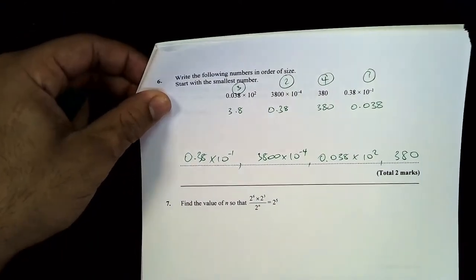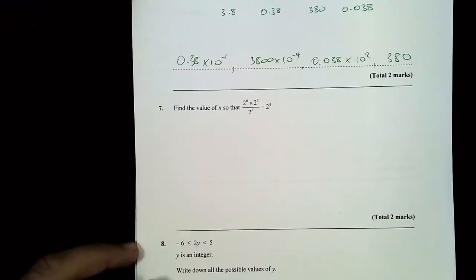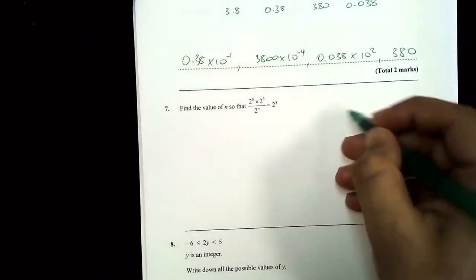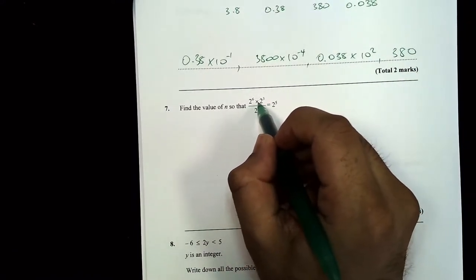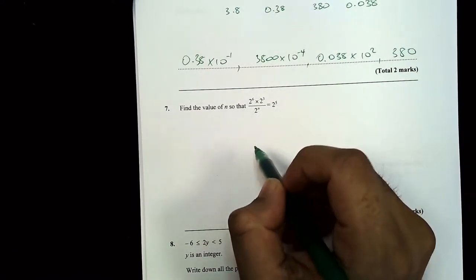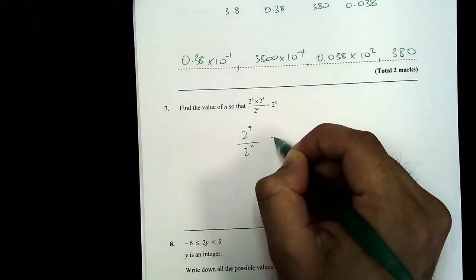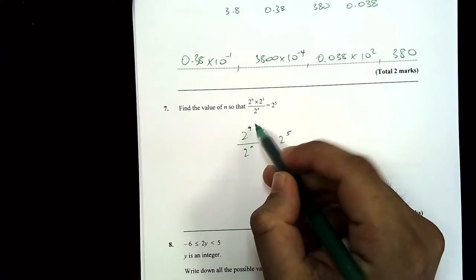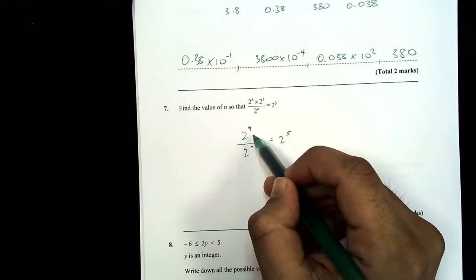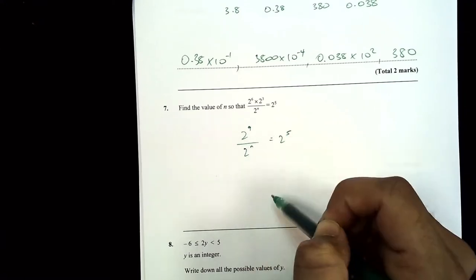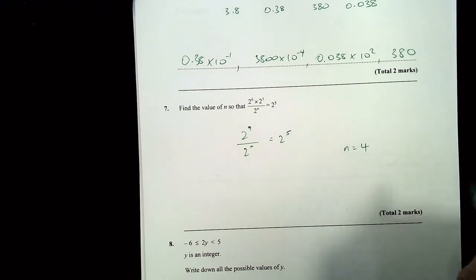Done. Next, find the value of n such that this is true. Now, indices rules tell you when you multiply, you add the powers, and when you divide, you take away the powers. So 2 to the 9 over 2 to the something makes 2 to the 5. I've just told you when you divide, you take away the powers. So 9 take away something makes 5. The something has to be 4.